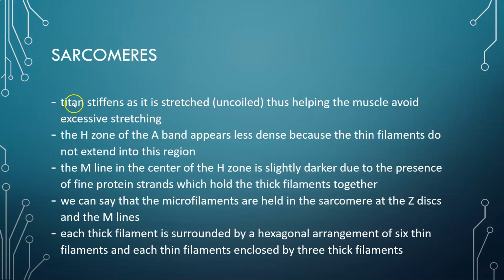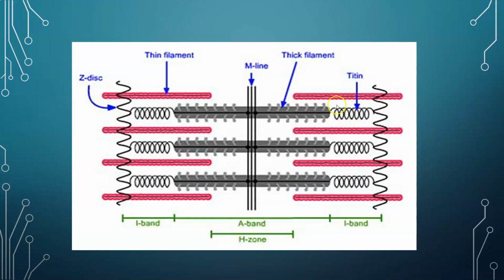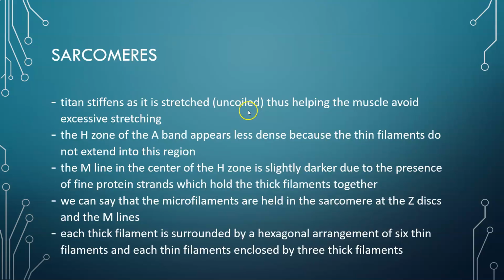So as I just stated, the titin stiffens as it's stretched or uncoiled, which helps the muscle to avoid excessive stretching. Now, when we go back to the zones, we say the H zone of the A band appears less dense because the thin filaments do not extend into this region. So we go back to this picture again, we can see that the A band here has this region that's a bit different because the thin filament doesn't extend all the way to the M line.